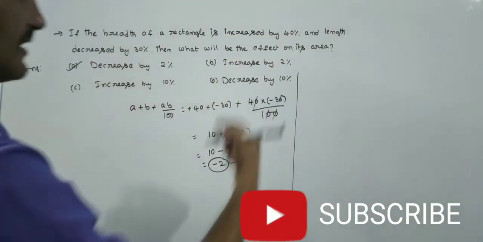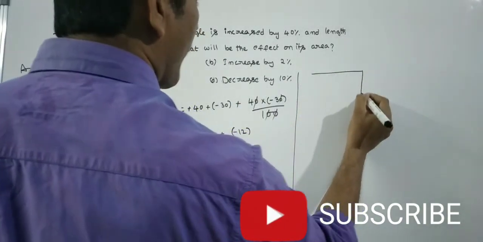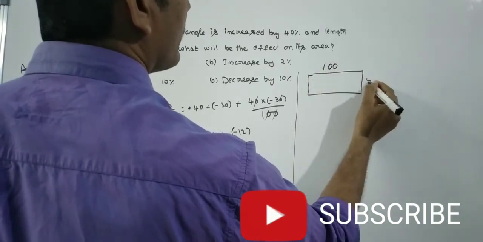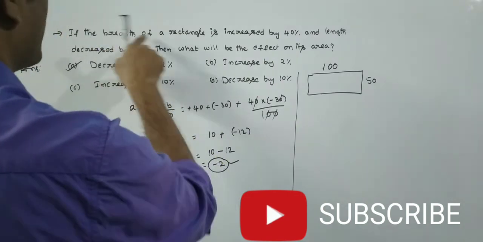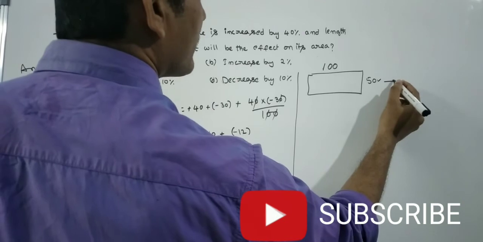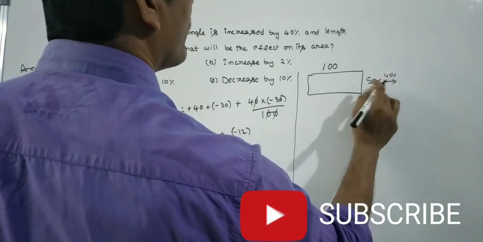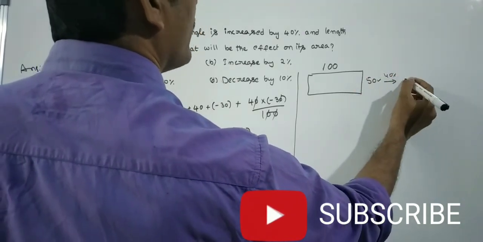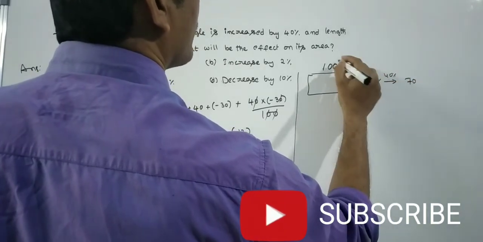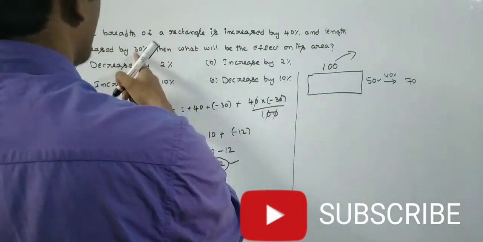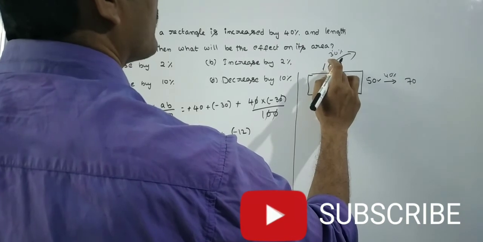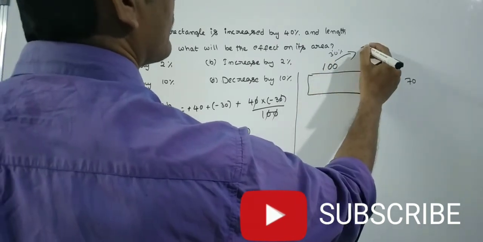See friends, I will tell you with the example. This is a rectangle. Length is 100, breadth is 50. If the breadth of a rectangle is increased by 40%, 40% of 50 is 20, so 50 plus 20 is 70. Here length is decreased by 30%. That means 30% of 100 is 30, so here 70 will come.